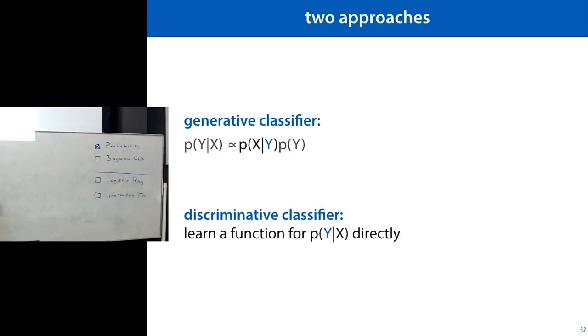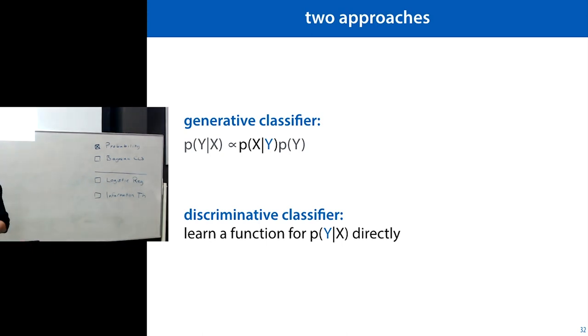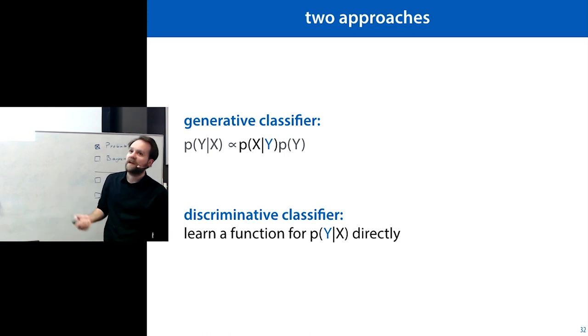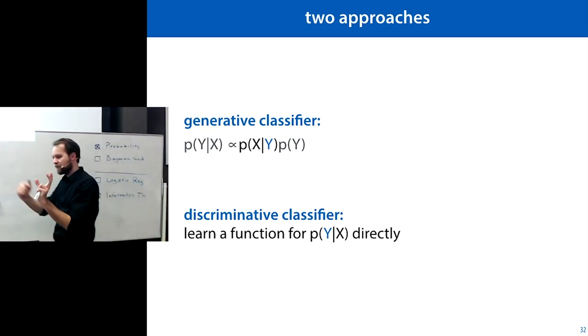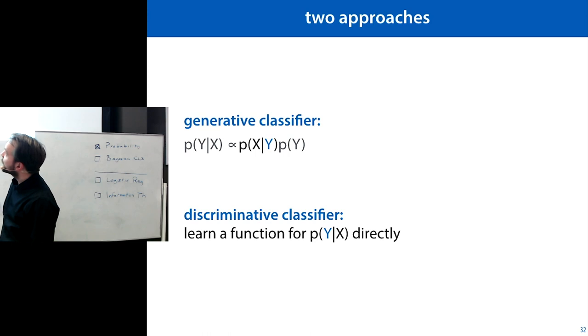There are two basic approaches to this: the generative classifier and the discriminative classifier. The discriminative classifier, of which logistic regression is an example, which we'll see after the break, just takes this function and says, well, it's a function. Machine learning helps us estimate functions, so we'll just learn this function directly. It's a function from the features to the class distribution, so from the features to a number between 0 and 1. So we'll just learn that function directly. That's called the discriminative classifier.